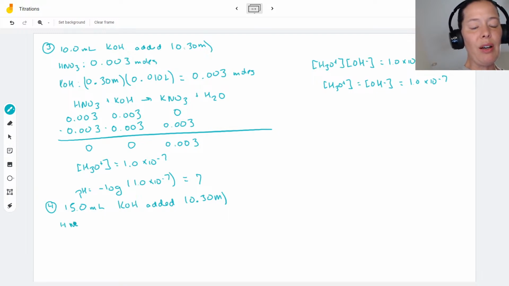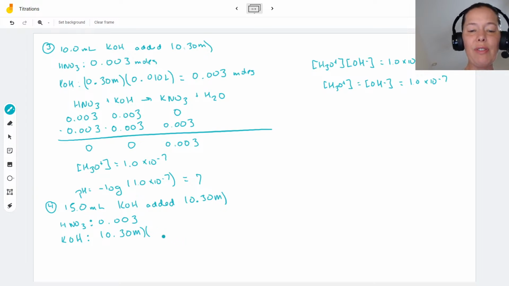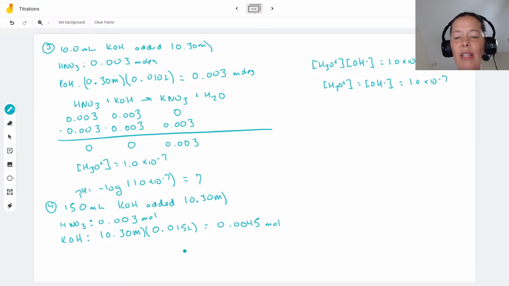My number of moles of nitric acid is still the same. And now my potassium hydroxide is going to change. Again, my concentration doesn't change. Whoops. Sorry, I got a little happy with the zeros there. There is my concentration. But this time I have added 15 milliliters. So again, my volume changes. And now I have more moles of potassium hydroxide. Oops, this is also moles. I need to make sure I label everything.